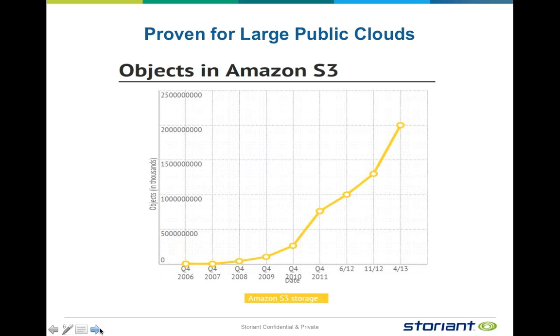Object storage is a proven technology. It's proven specifically in large public clouds, service offerings like Amazon's S3. 8 or 9 years ago, S3 didn't exist. And now, as of April 2013, there were over 2 trillion objects being stored in S3. So clearly, this is a technology that works and is experiencing rapid growth.